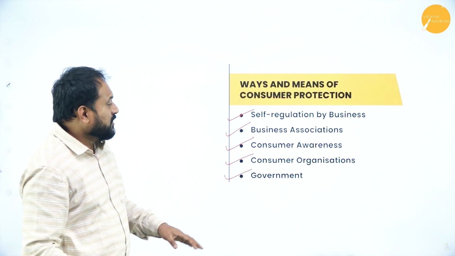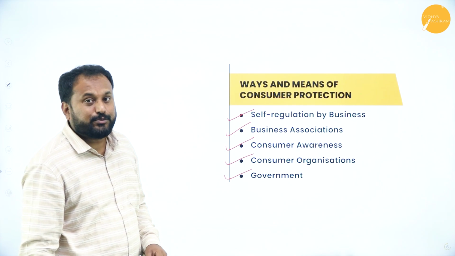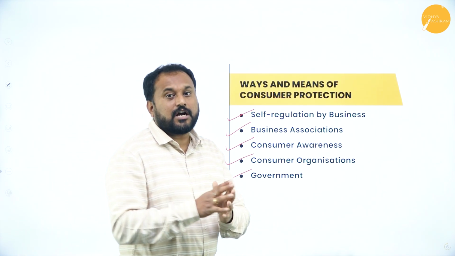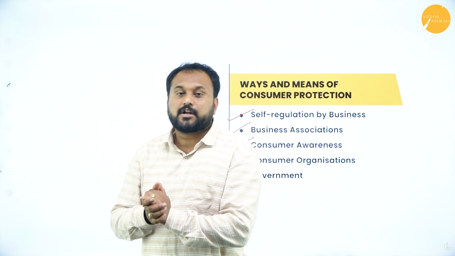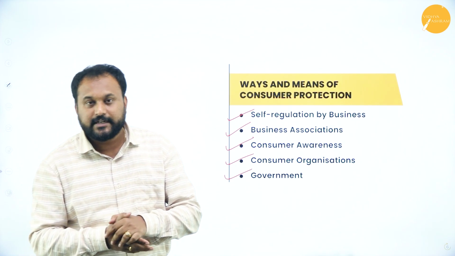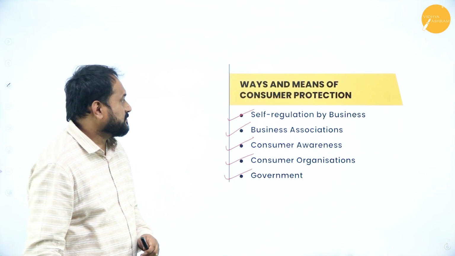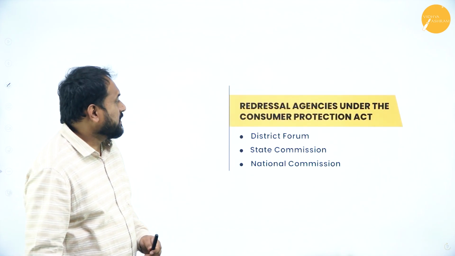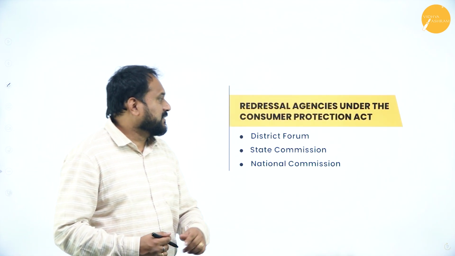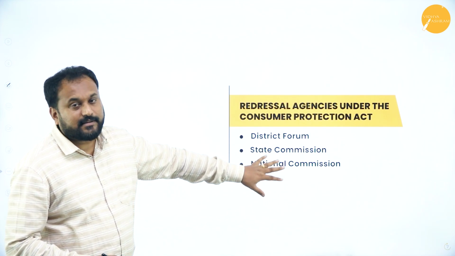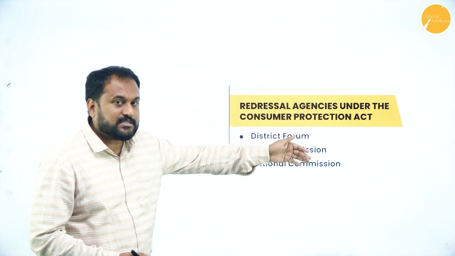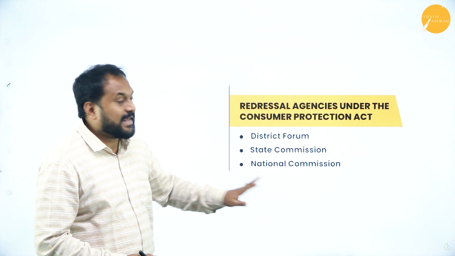See, the government's consumer awareness campaign goes with one slogan, right? Jago Grahak Jago. That is, you need to get to know each and everything about the product. You can't get cheated, right? So that is the ways and means of consumer protection. This can also come for 4 marks. Redressal agencies under the Consumer Protection Act, there are 3. It is district wise, state wise and national wise.